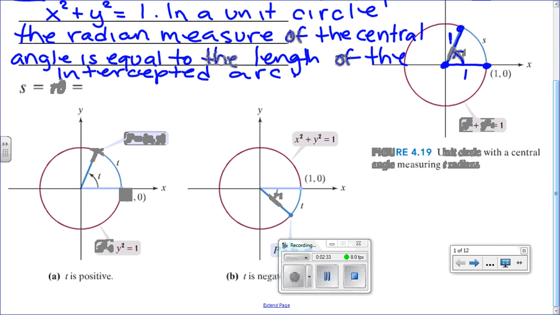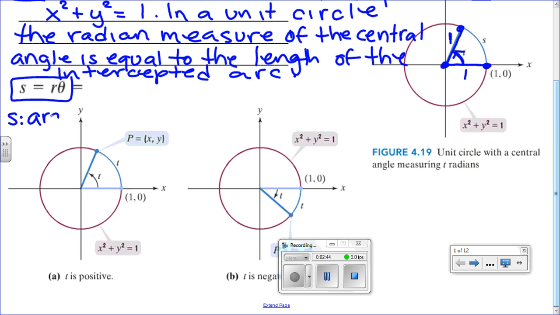From last section, we looked at this formula. Do you guys remember what the S is for? The arc length. And then r is the radius. And then, of course, theta is just the angle. Now, for this section, we're going to be using lowercase t for the angle. I don't know why. That's just how the book made it.